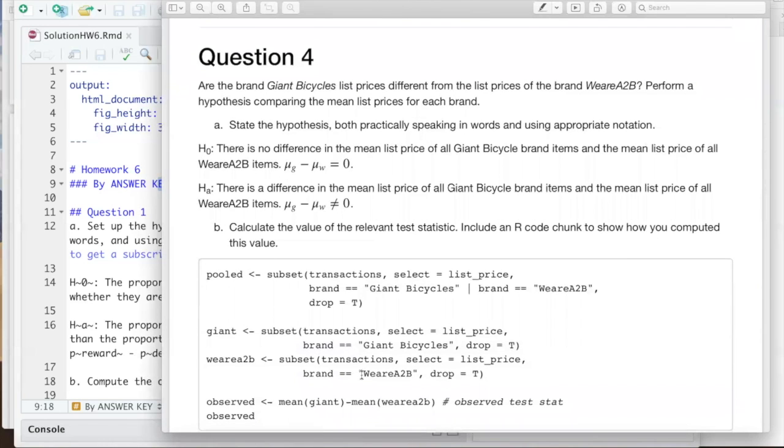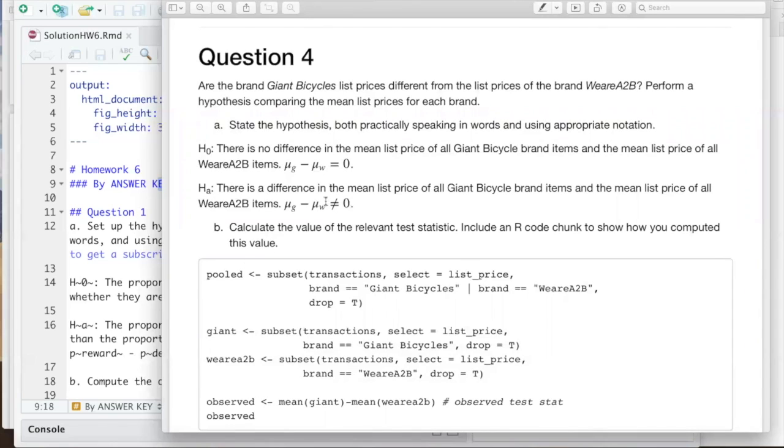Okay, in question 4, here we were testing a difference of 2 independent means. So now we don't have matched pairs because we're comparing items sold by Giant Bicycle to all items sold by We Are A2B Bicycle Company. And so they're selling different items. There's no natural way to pair something that this company made with something that some other company made. We have a different number of observations in each of these groups as well. So there's no matching of one value from one sample to one specific value in the other sample. So we treat these two independently.